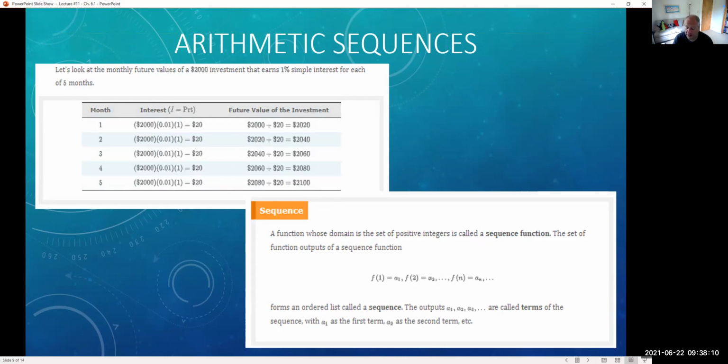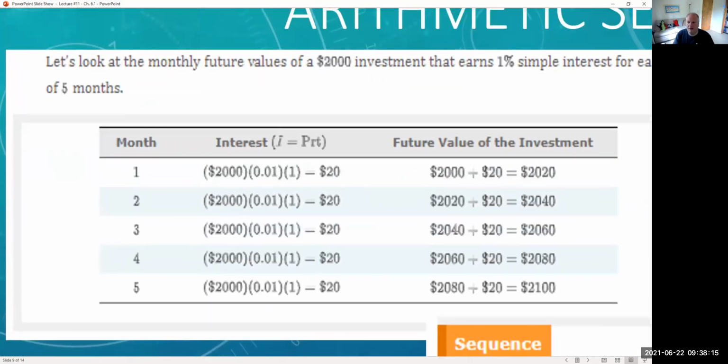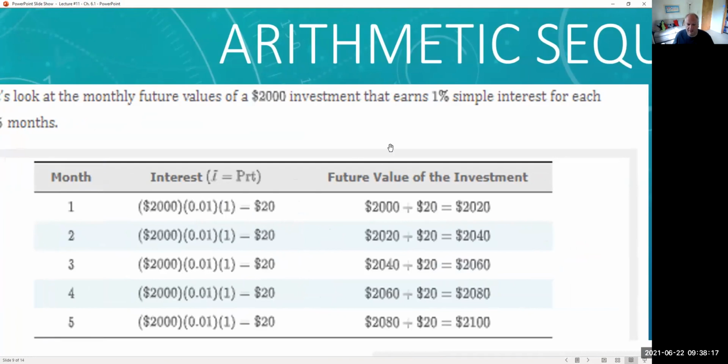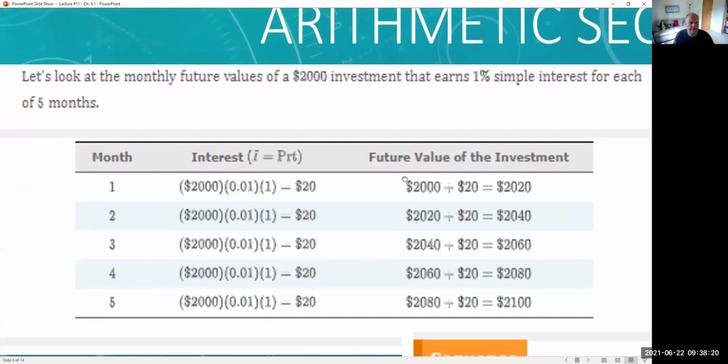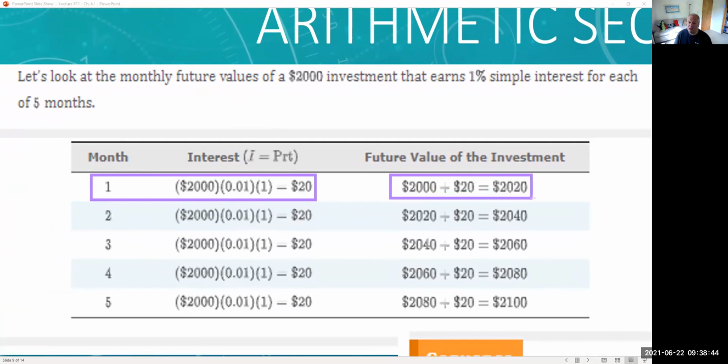Let's look at the data over here with me. I'm going to zoom in on it, and I want you to think about these numbers with me for a minute so that we can get a little bit of a grasp of what they're talking about. Let's look at the monthly future values of a $2,000 investment that earns 1% simple interest for each of the 5 months. At the beginning of month 1, we have $2,000 and we take 1% of $2,000, and it's 20 bucks. So the future value of the investment at the end of 1 month is the original amount, $2,000, plus $20, which is $2,020.